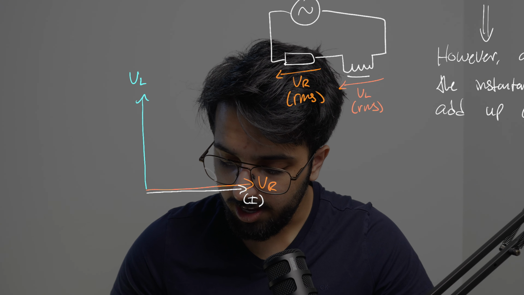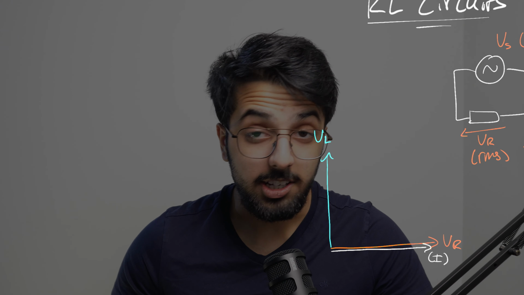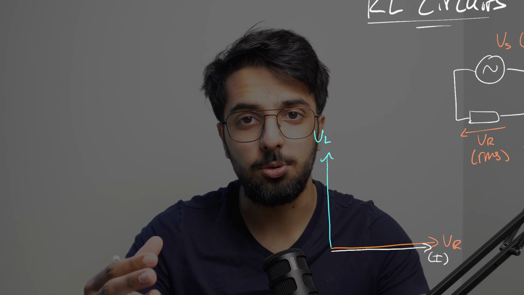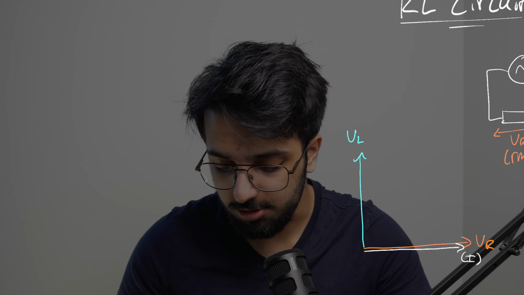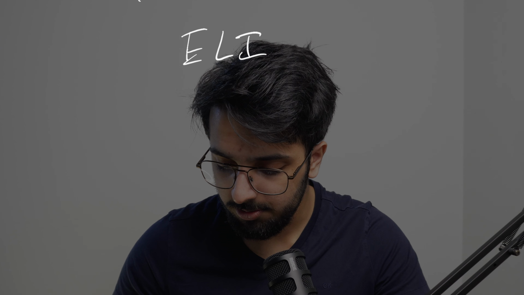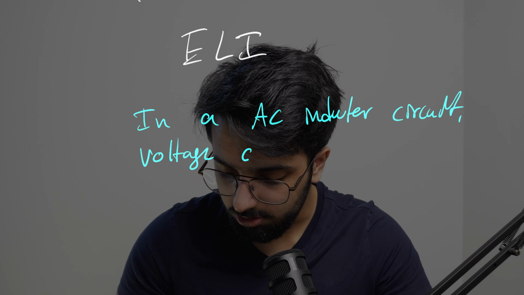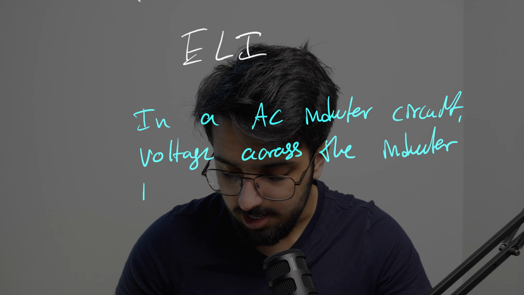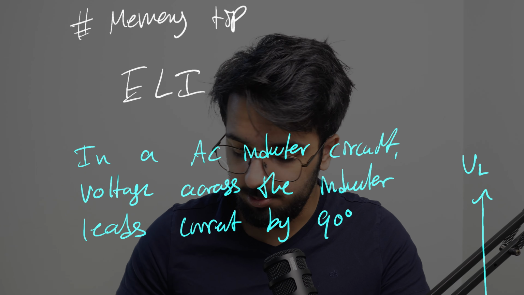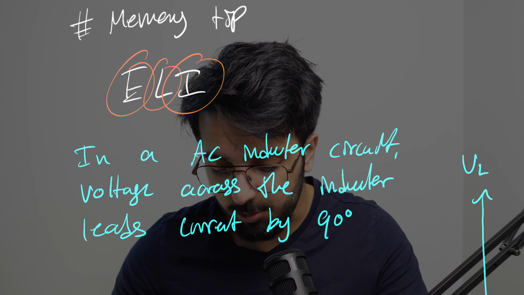And so we have another memory tip for this situation, okay? Just like the previous memory tip, ICE, this didn't really help me in the exam, but my teacher taught it anyway, so it might help you. So I'm going to teach it to you now. This memory tip is ELI, okay? What this is saying is, in an AC inductor circuit, the voltage across the inductor leads current by 90 degrees. So the way this acronym works, we see our current lags the EMF of our inductor. So if that helps you, sweet.